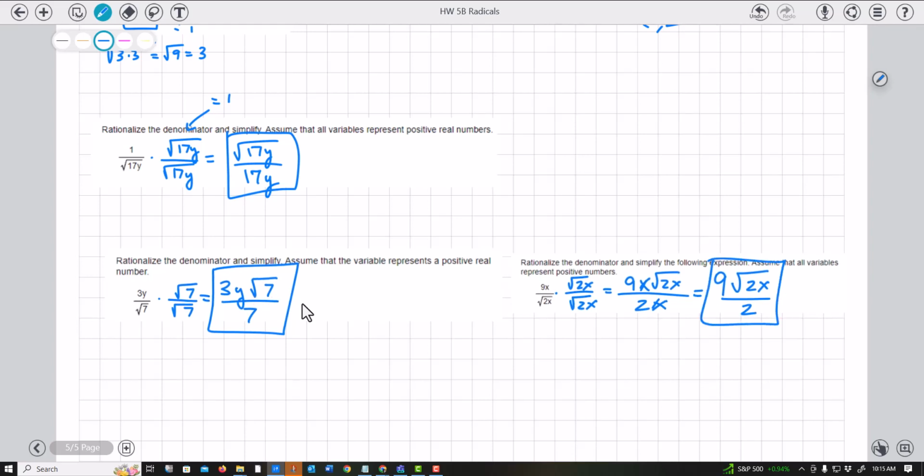So that's the big deal with rationalizing denominators, is you simply are getting the radical out. You're multiplying it by that same radical to get it out of the denominator.